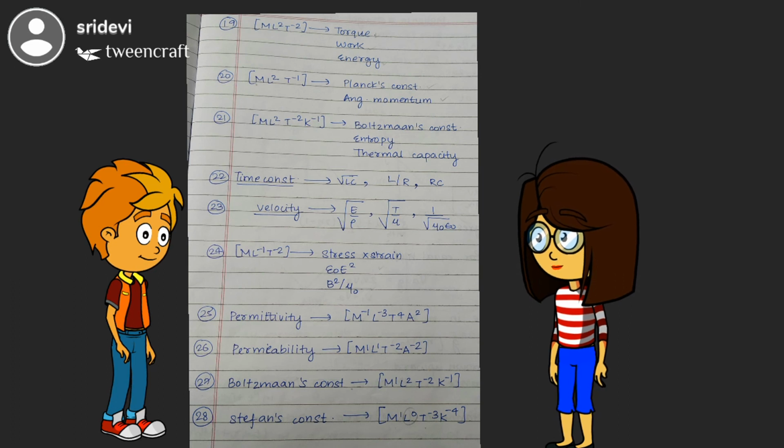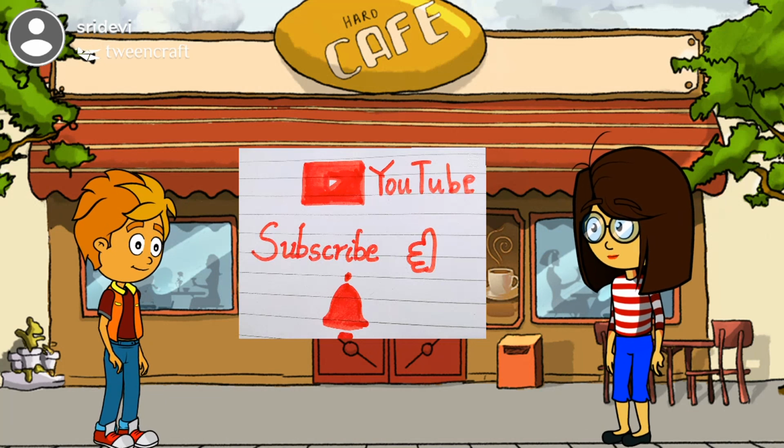Permeability has dimensions M L T to the power minus 2, A to the power minus 2. And Boltzmann constant has dimension M L square T to the power minus 2, K to the power minus 1. Stefan's constant has dimension M L to the power 0, T to the power minus 3 and K to the power minus 4. So Tack, we are towards the end of this video.